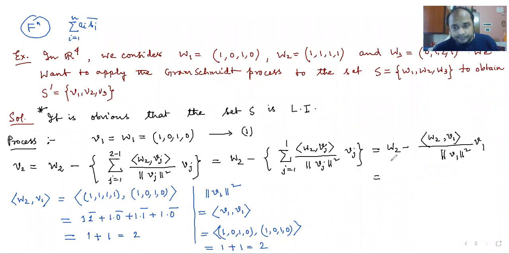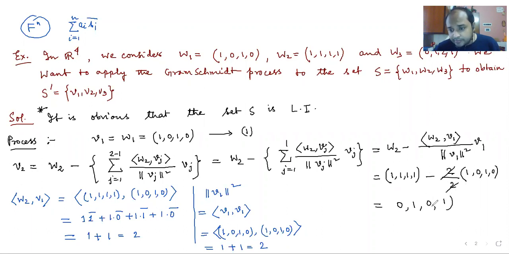And therefore we can write here, put the value of W2. W2 is 1, 1, 1, 1 minus, what is W2 V1? W2 V1 is 2. What is norm V1 square? It is also 2. What is V1? V1 is 1, 0, 1, 0. Okay. And you can cancel these terms, and this becomes 1 minus 1, that is 0, 1 minus 0, that is 1, 1 minus 1, that is 0, 1 minus 0, that is 1. So 0, 1, 0, 1 is the vector which is called V2.